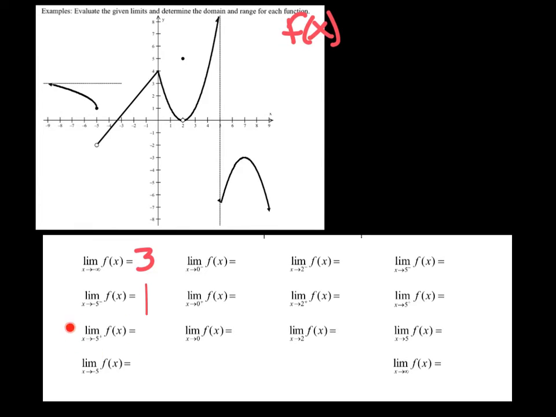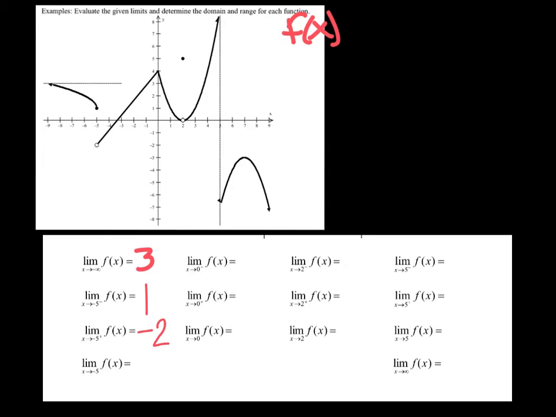Okay, so let's try negative 5 from the right. So I go to x equals negative 5. I approach it from the right-hand side. So here's my right-hand side. This piece of the graph is closest. Approach means go towards. I'm going to go towards negative 5, and the graph is taking me to a height of negative 2.